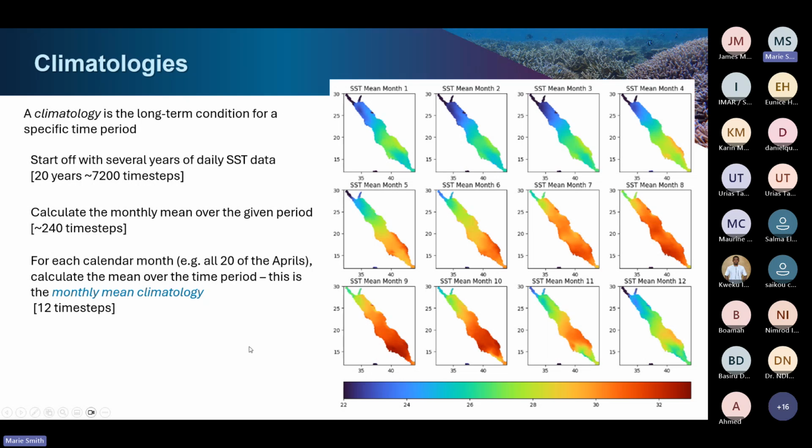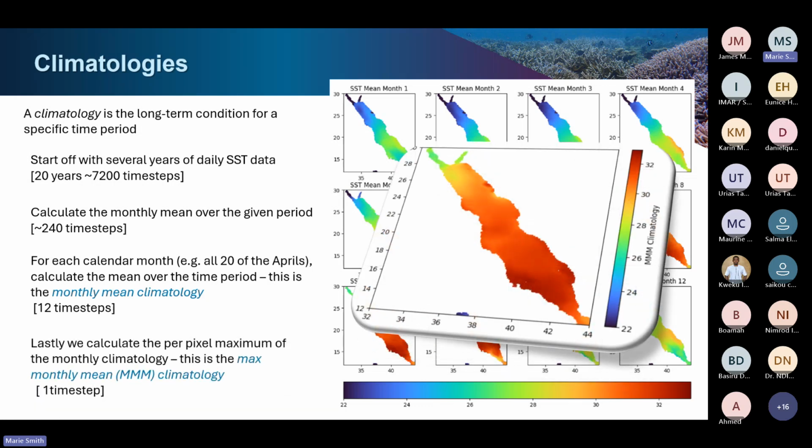And then the last thing that the NOAA methodology requires is what's known as the maximum monthly mean, or MMM climatology. This is simply, per pixel, taking the maximum of your previous monthly mean climatology. So out of those 12 time steps, you're just taking the maximum, and this represents, on average, the maximum expected temperature that you could expect for any specific pixel in that area. Okay, so these are the two specific climatologies that we use to create our data products.